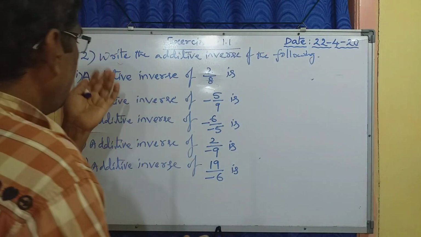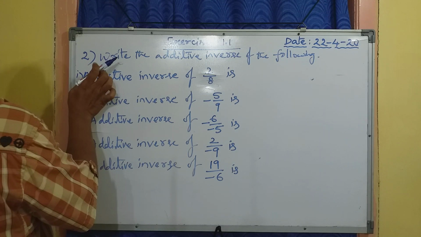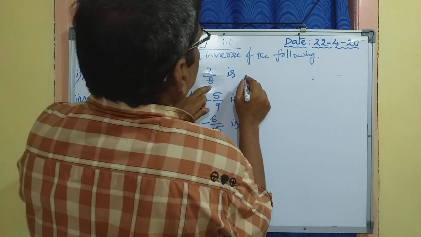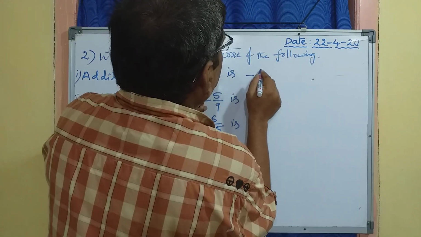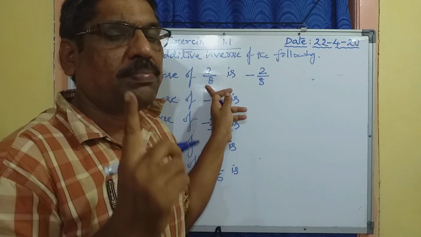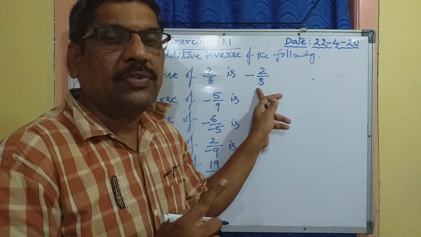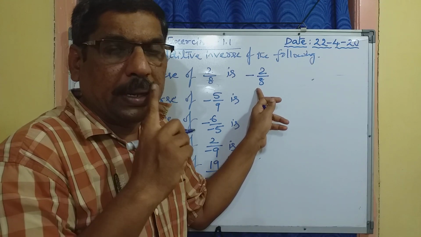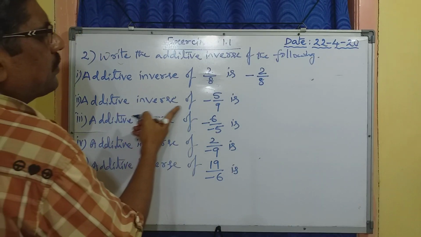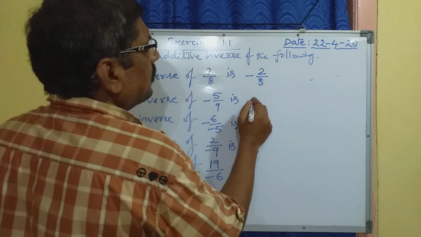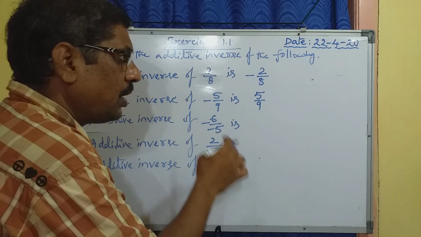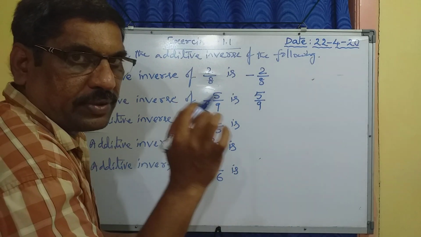Okay, now like that we can write in a simple way like this. Additive inverse of 2 by 8, simply we can write minus 2 by 8. Why? Because the given fraction 2 by 8 has no symbol, meaning it has plus. So we have to take its negative symbol. Its additive inverse is minus 2 by 8. Like that, the additive inverse of minus 5 by 9 is plus 5 by 9. It is not necessary to put the symbol plus. Why? Because if there is no symbol, we can treat it as plus.